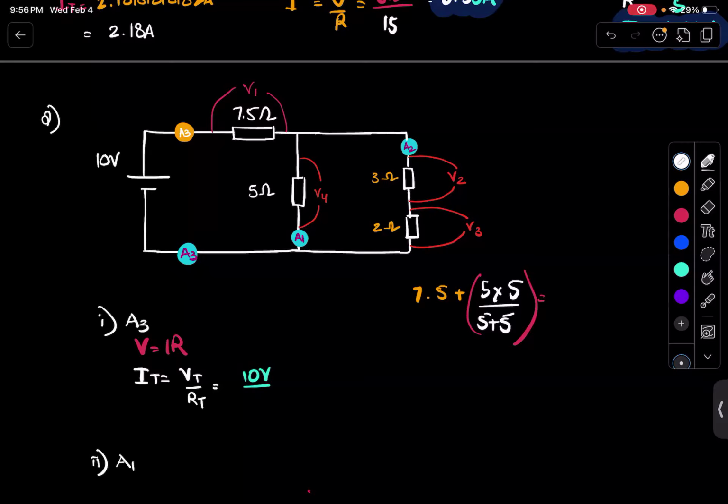It should give you 10 ohms. So, oh, great, excellent. So current is 1 ampere. Brilliant.